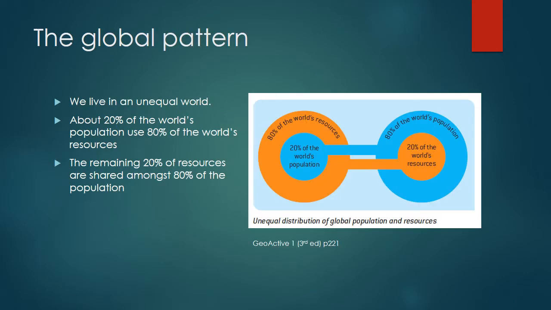So just to put into perspective what's happening in the world, if you have a look at the diagram, we've got 80% of all the resources going to 20% of the world's population, which would typically be the developed countries, and then 80% of the world's population only has access to 20% of the world's resources. So that includes food, water, education, and also health, which is what we're discussing today.